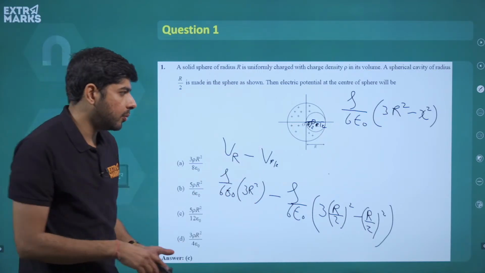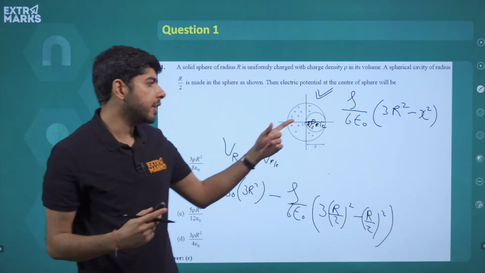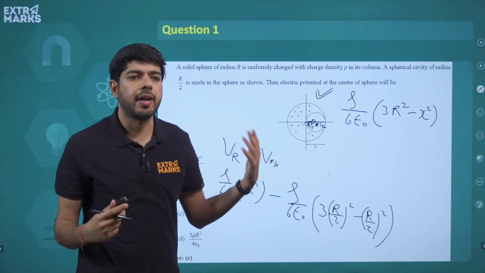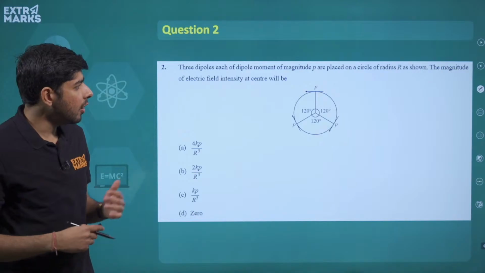So this is the most important formula. Don't just remember the formula, know the value of each term: this x is the distance from the center, r is the radius, all that. Alright, pretty simple. Okay, next one.